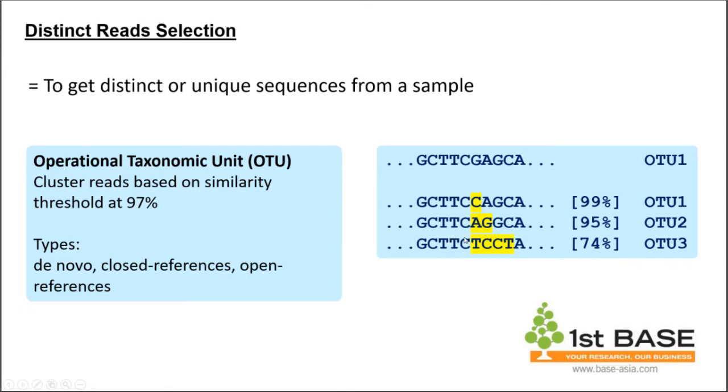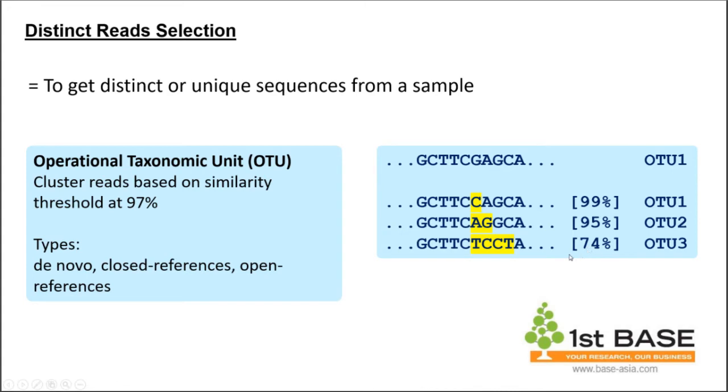So when we calculate the similarity, we can see that the similarity is around 95%. So now we know that this sequence is actually not the same one as OTU1. So we will consider this as OTU2. So these two OTUs are different, okay?